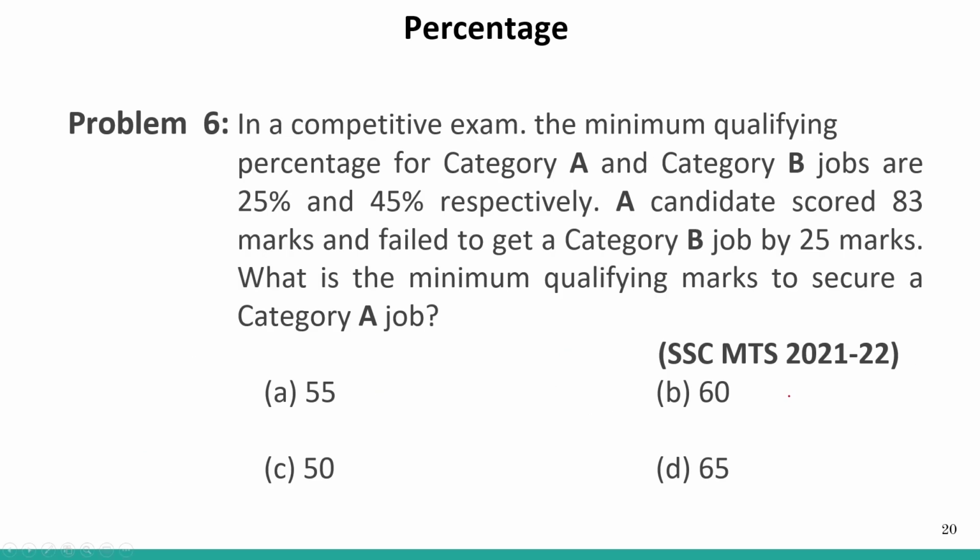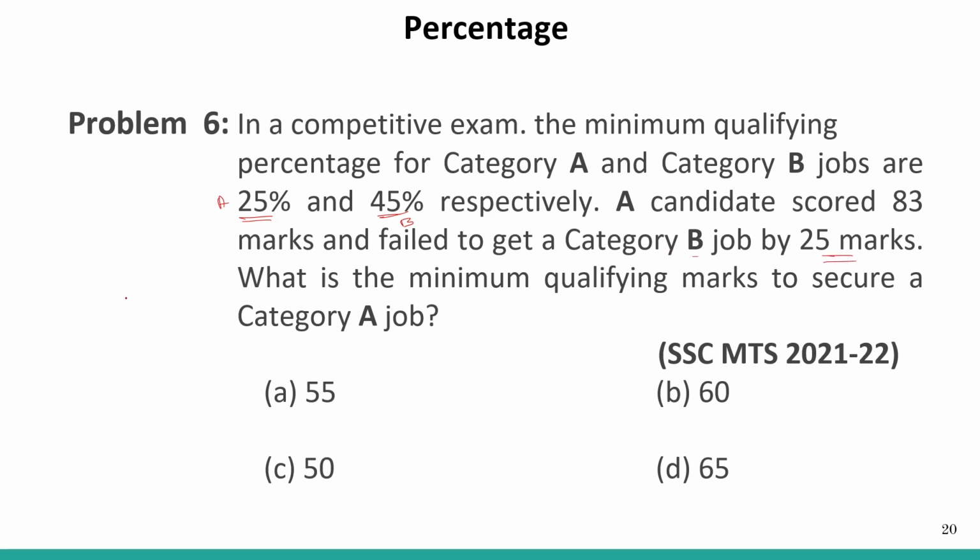So let's see problem number 6. In a competitive exam, the minimum qualifying percentages for category A and category B jobs are 25% and 45% respectively. So a candidate scored 83 marks and failed to get a category B job by 25 marks.